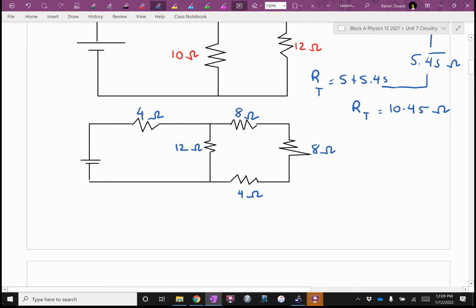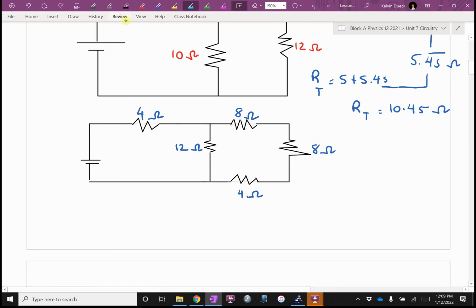How could I write this as one resistor? Add the parallels? No, not yet. And the reason is these 3 are not in parallel with the 12. These 3 combined are the parallel with the 12. You know what this really is? These 3 are in series.